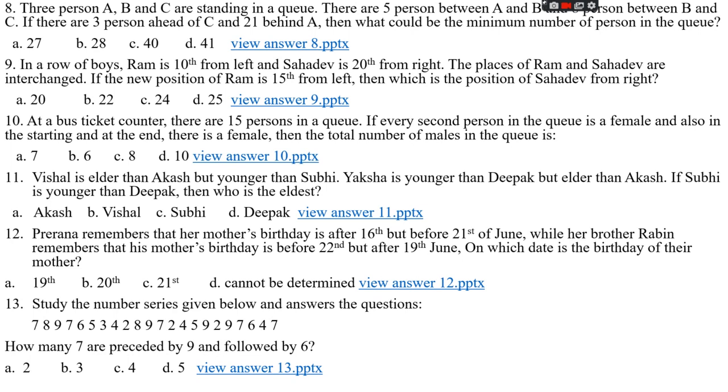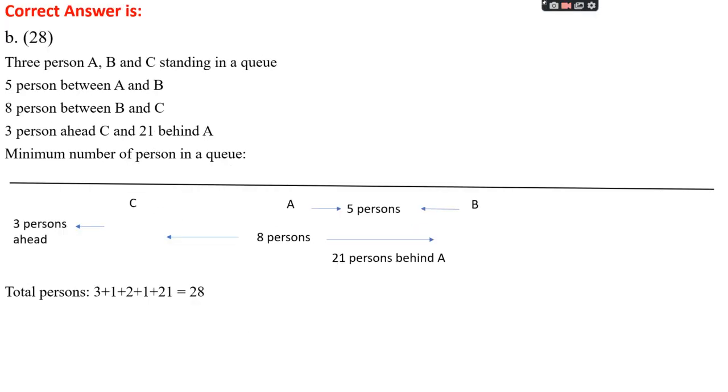Question number 8. Three persons A, B and C are standing in a queue. There are 5 persons between A and B and some persons between B and C. If there are 3 persons ahead of C and 21 persons behind A, then what could be the minimum number of persons in the queue? Option A, 27. Option B, 28. Option C, 40. Or option D, 41. The right answer is option B, that is 28.